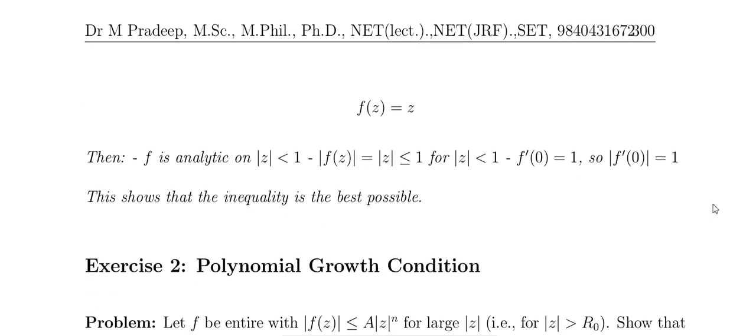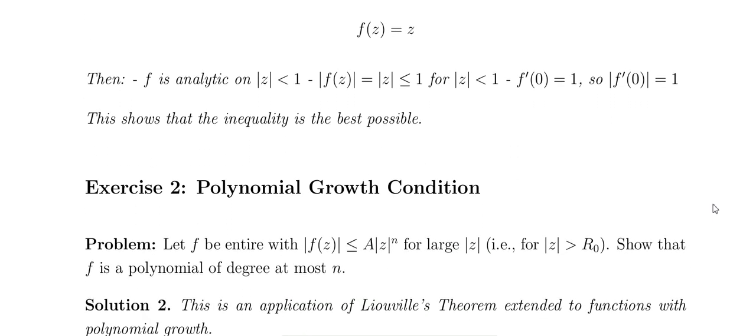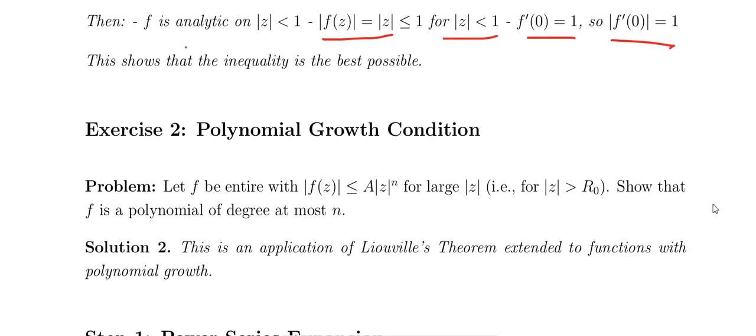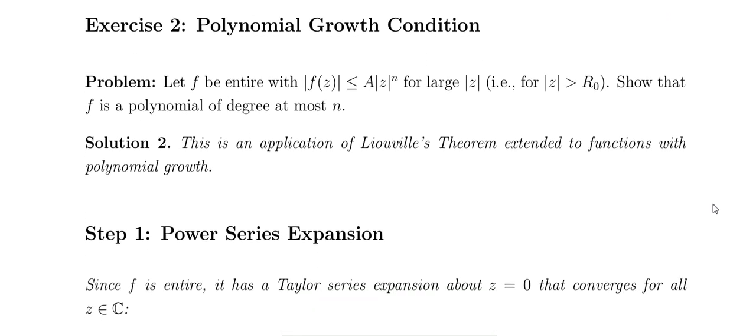When you consider the function f of z equal to z, then mod z less than 1 and mod f of z is less than or equal to mod z, which is less than 1 for mod z less than 1. So f dash of 0 is equal to 1, that is mod of f dash of 0 equals 1. The first type is the best one when you use the Cauchy integral formula, the best choice.